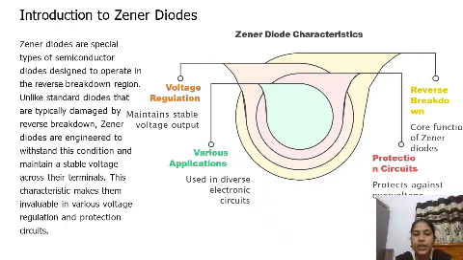Zener diodes are a special type of semiconductor diode designed to operate in the reverse breakdown region. Unlike standard diodes that are typically damaged by reverse breakdown, Zener diodes are designed to withstand this condition and maintain a stable voltage across their terminals. This characteristic makes them invaluable in various voltage regulation and protection circuits. This is the Zener diode characteristic function.